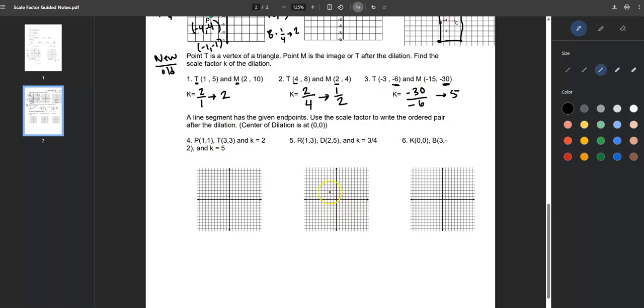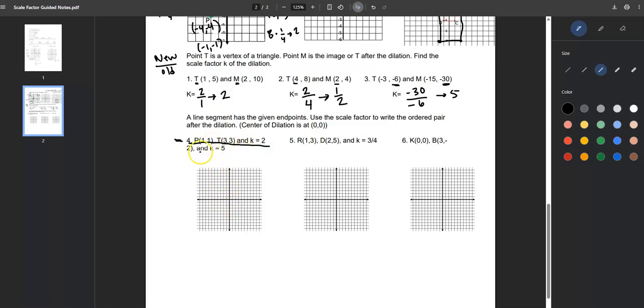And then these bottom ones want you to use your center of dilation at 0, 0. It has a line segment P to T, so this line segment 1, 1 to 3, 3. Use the scale factor to write the ordered pairs after the dilation. So we've got 2 dilations on this. I've got K is 2, and then also K is 5 up here. This is formatted just weird. So this top one, we'll just look at number 4, which is just this part right here.